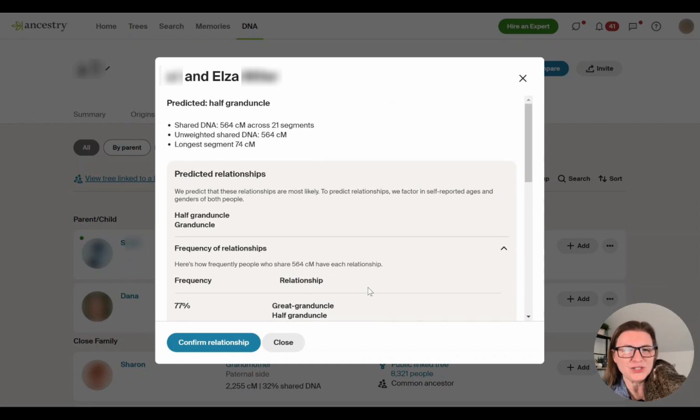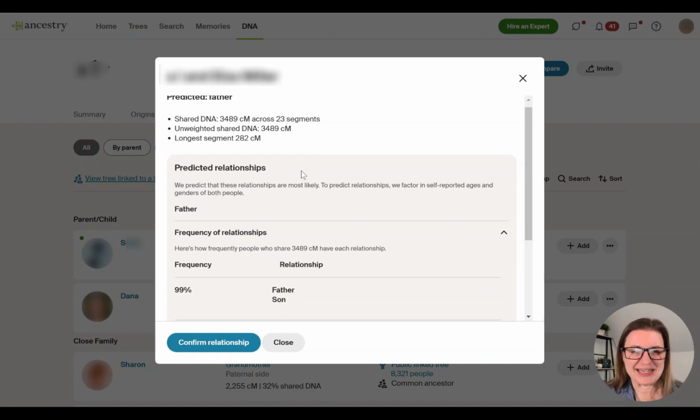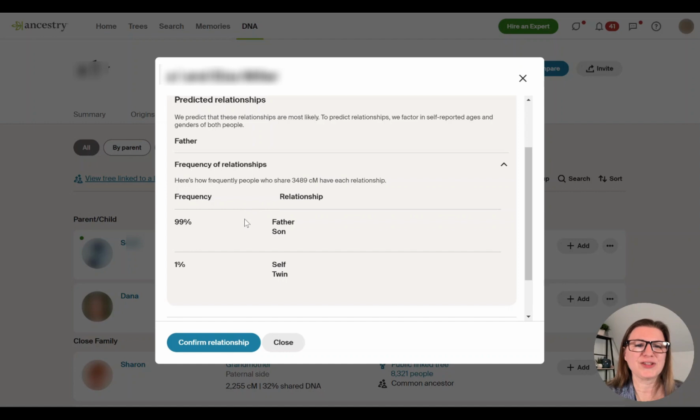But one thing I want you to notice is this is 564 centimorgans. When you share less DNA with somebody, the possibilities of the relationship expand a lot. So up at the top, when you're sharing 3,489 centimorgans with someone, there are very few relationships. Basically, it's a parent-child. This could be my daughter's father or her son, or there's a slight chance this could be the person's self or twin.